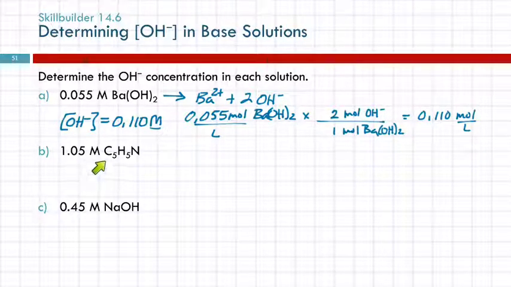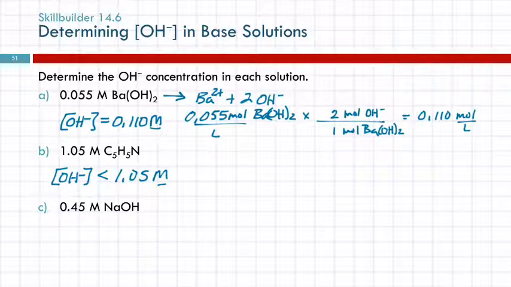How about this one? C5H5N. Does that look like a strong base? It probably doesn't look like a base at all to you, right? This is related to ammonia. You see this N in here. This is a weak base. So just like with the strong acids, there's 6 of them and then everything else is weak. For this class, metal hydroxides are strong bases. Everything else is a weak base. So if this is a weak base, what does that tell us about the hydroxide ion concentration? It's less than the 1.05.